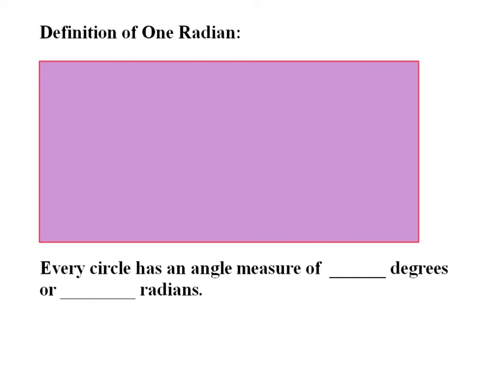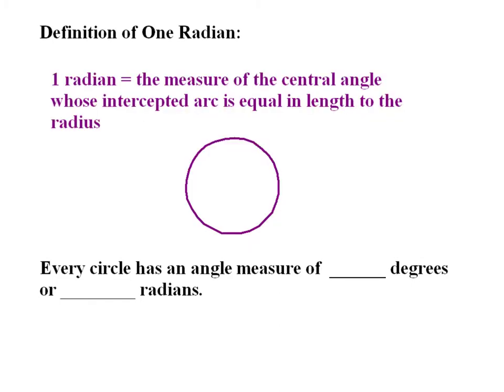Alright, now that we have the basics out of the way, let's talk about what is a radian. Okay, this is a little longer definition, so I'll give you time to copy it down. 1 radian equals the measure of the central angle whose intercepted arc is equal in length to the radius. So what does that exactly mean?